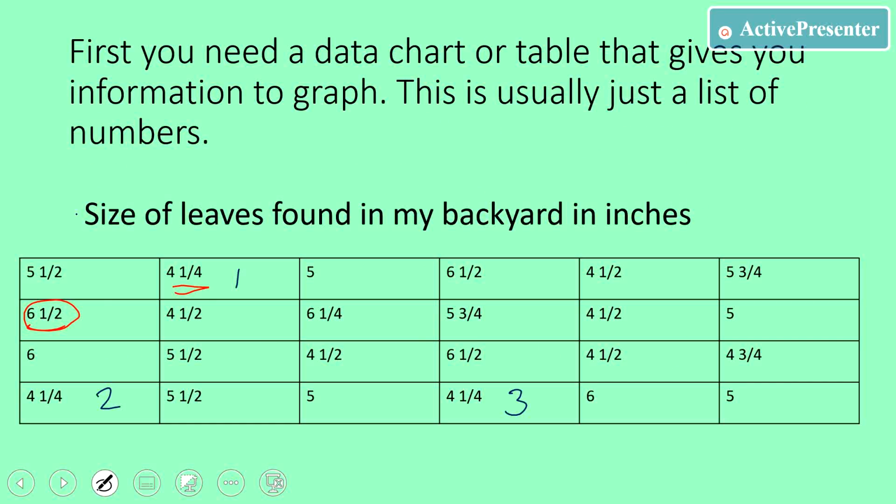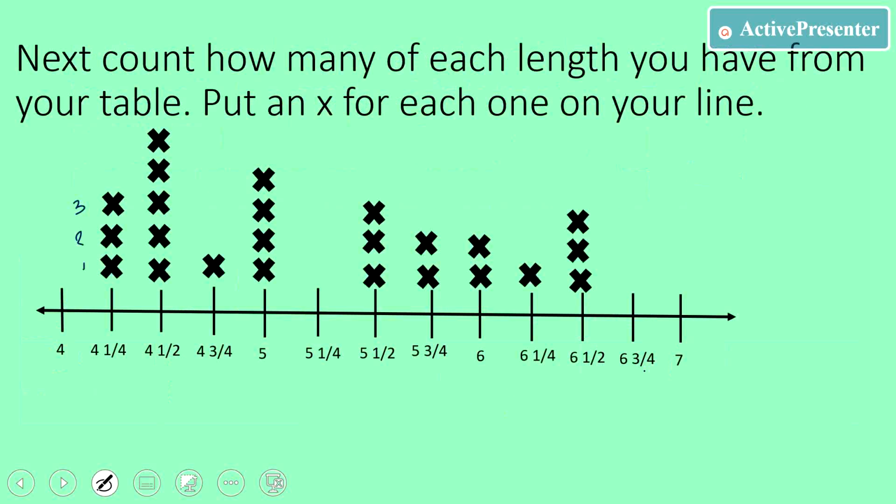So I go back and I say, oh, let me find 4.5. I have 1, 2, 3, 4, 5. Okay, so let's make sure I have 5. I have 1, 2, 3, 4, 5. And that's all I do. I just keep going back and seeing my data points and what my different numbers are, and putting that many X's for as many as I had.